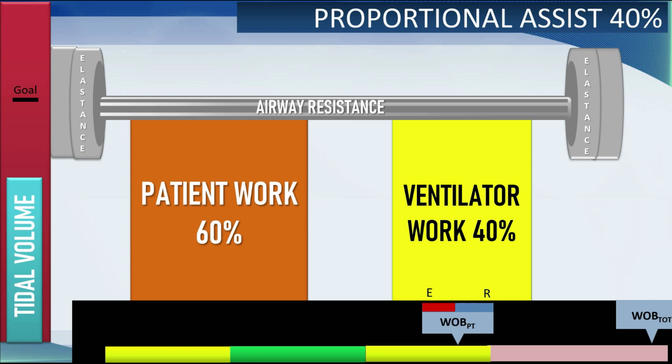What are we going to do? Well, we need to turn up the support again back to 45 or 50% to get the patient back into the green zone. We're going to increase the ventilator workload. And that is really all you need to know about proportional assist. Keep the patient in the green zone and they're comfortable.